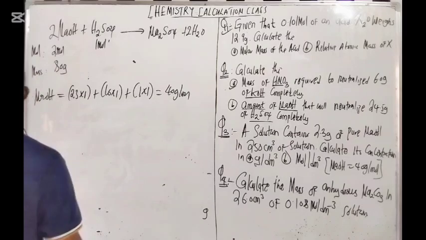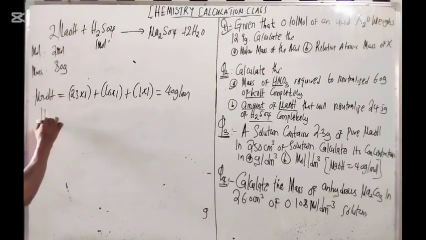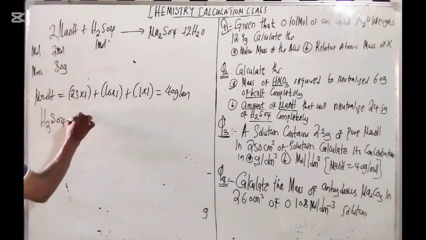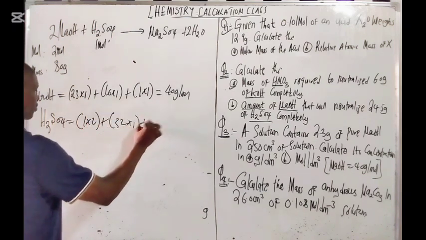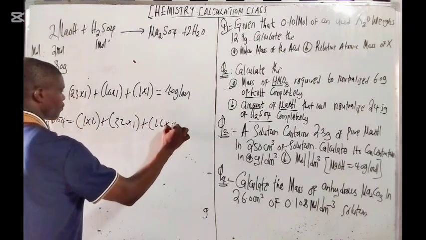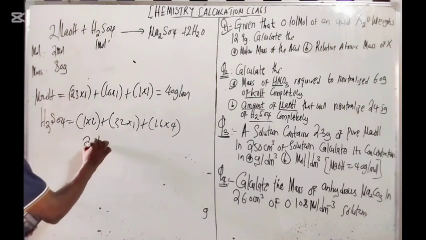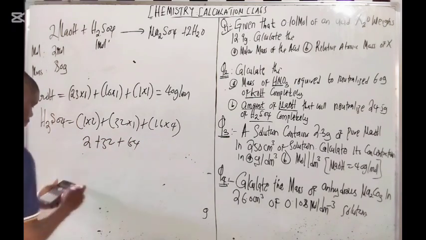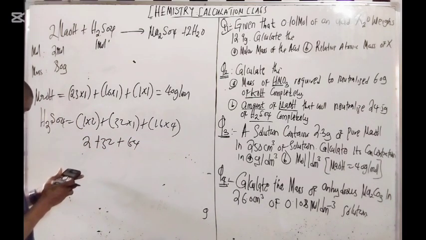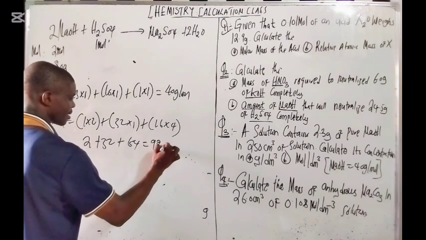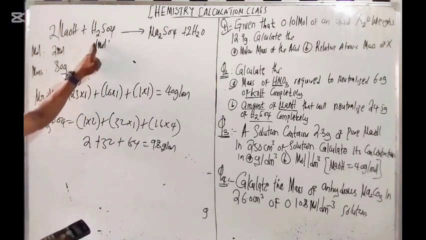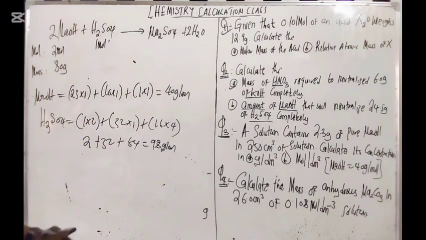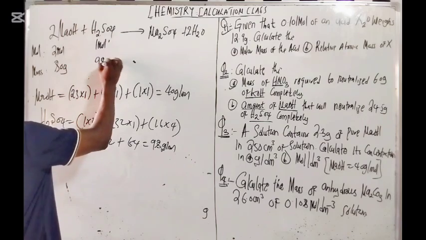Hope you understand. So here we have H2SO4. It's going to be 1 times 2 plus 32 times 1 plus 6 times 4. Here we have 2 plus 32 plus 64, which is 98 grams per mole. How many do you have here? We have 1, so 1 times 98. Here we have 98 grams.